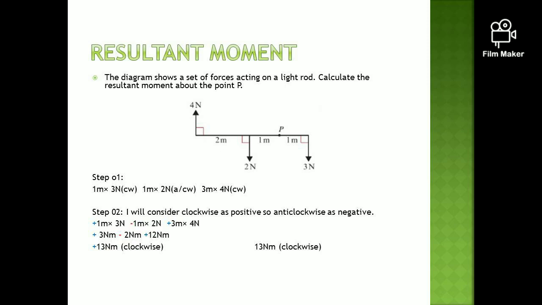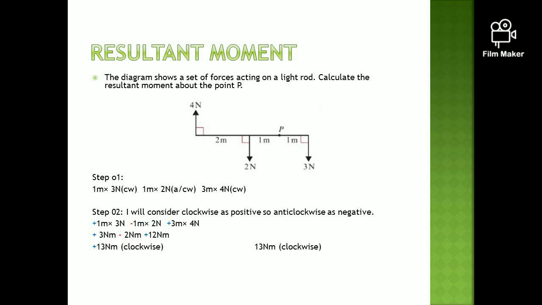Then the next force is 2 newtons. The moment is 1 into 2. That performs an anti-clockwise moment. Again, if you work out the force of 4 newtons, the length is 3 meters and the force is 4 newtons, that is a clockwise moment.